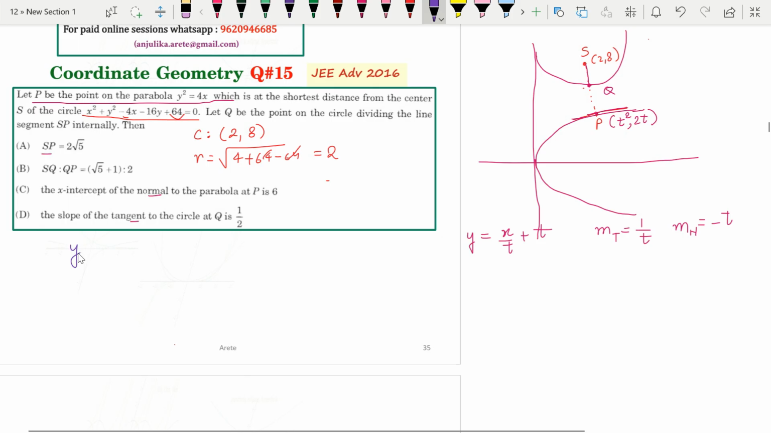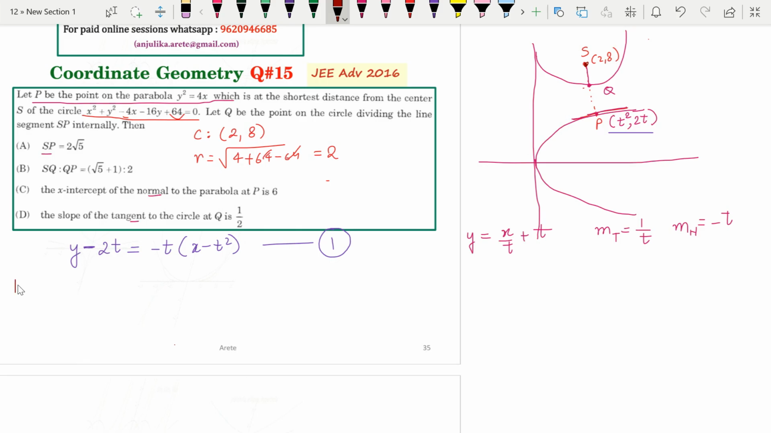Let's write the equation of the normal now. Point form: y minus y1, where y1 is 2t. I'm using this point to write it. So point slope form: y minus y1 is equal to m times x minus x1. That is the equation of the normal. Let's call it equation 1. Now what do I know? You know that point S is on the normal, right? So you can just insert that point S to figure out the t value.